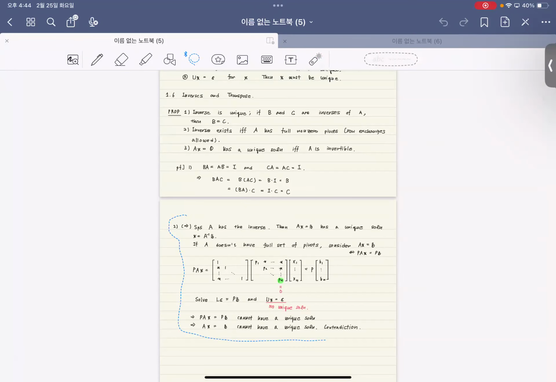I don't have enough time, sorry. So I'm just copying and pasting from the previous lecture.